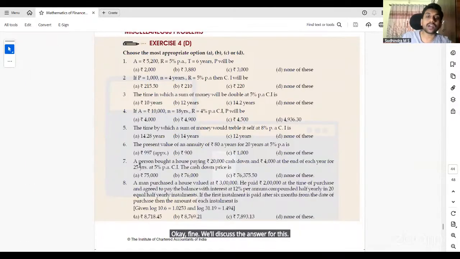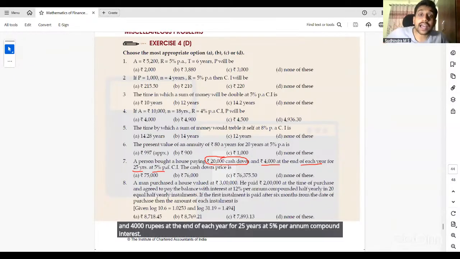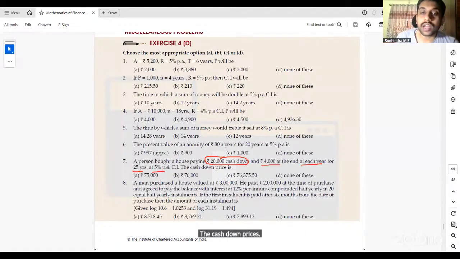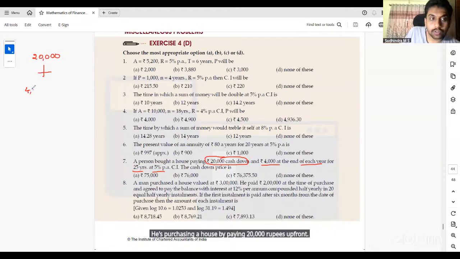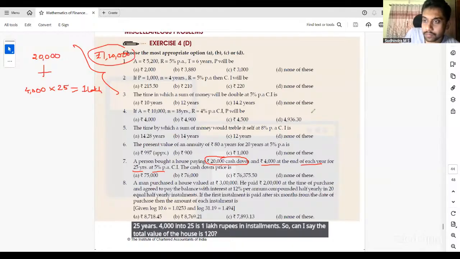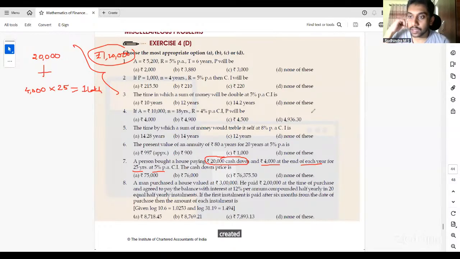A person bought a house paying 20,000 cash down and 4,000 rupees at the end of each year for 25 years at 5% per annum compound interest. The cash down price is. So, what are they telling us? He is purchasing a house by paying 20,000 rupees upfront plus 4,000 rupees for 25 years. 4,000 into 25 is 1 lakh rupees in installments. So can I say the total value of the house is 1 lakh 20?